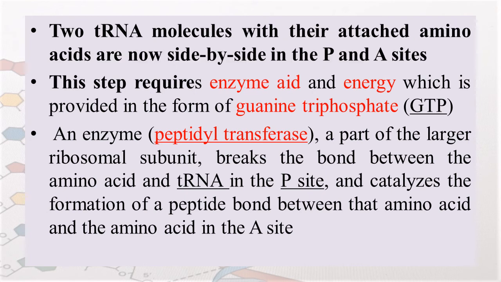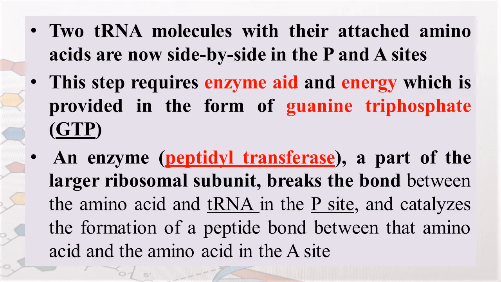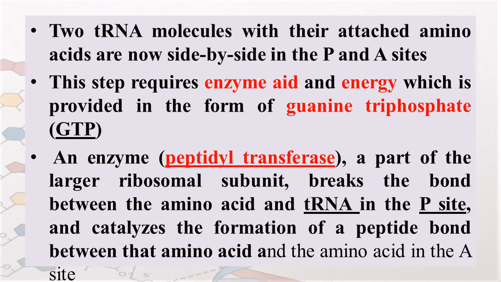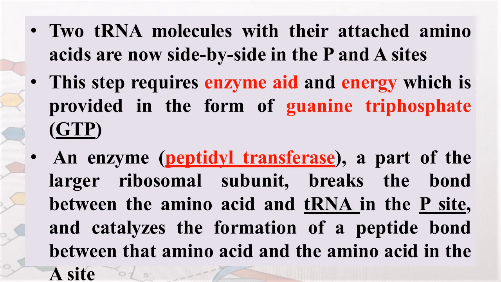An enzyme, peptidyltransferase, is a very important enzyme, students. Peptidyltransferase, a part of the largest ribosomal subunit, breaks the bond between the amino acid and transfer RNA. What is the function of this enzyme? It breaks the bond between the amino acid and the transfer RNA in the P site, and catalyzes the formation of a peptide bond between that amino acid and the amino acid in the A site.